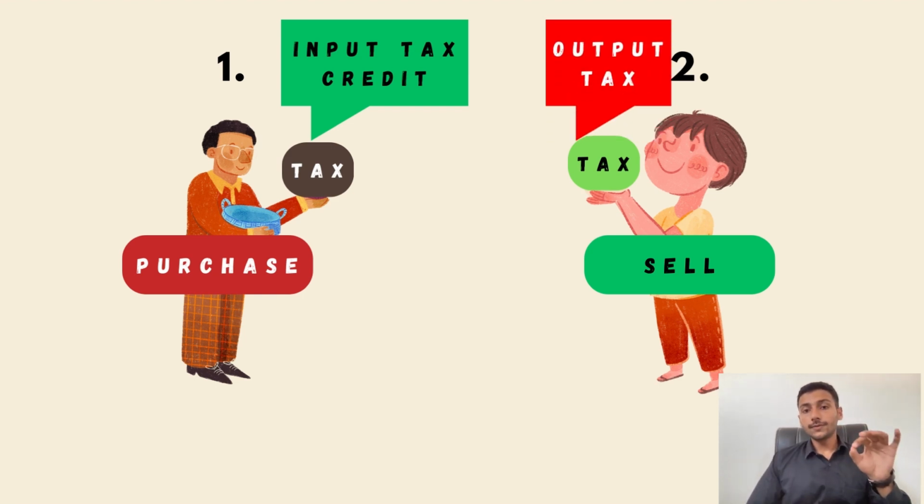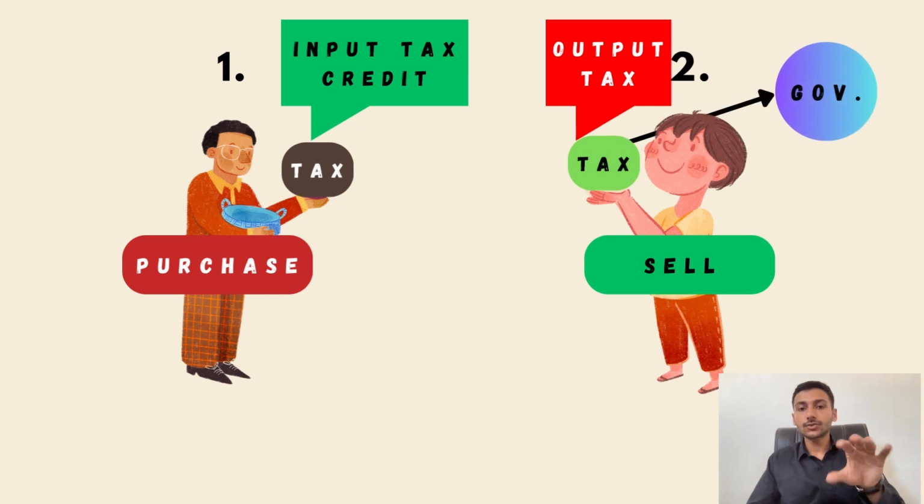Now, if we sell anything to a person and take GST from him, then we have to pay that GST to the government. That's why it's called output GST. We have to pay that tax to the government. But if we purchase anything and we have paid tax, that is called input tax, because we can take advantage of the tax. That tax will come back to us indirectly.